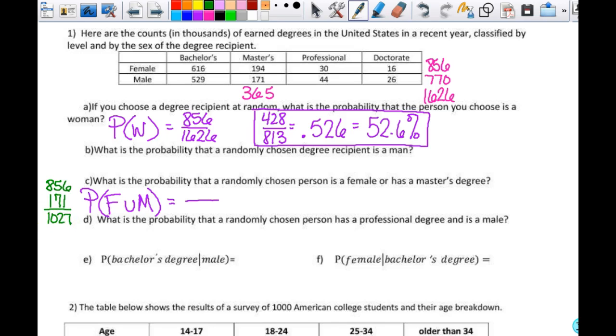So then I take that number, 1027, and what does that go over? 1,626. Good, that's the total. Neither one of these is a conditional probability, but it is a different way of looking at the total. Then I put that into the calculator. What does that reduce to? It's already simplified, right? I can't reduce the fraction anymore, but what's the decimal? 0.632, which means that is 63.2%.